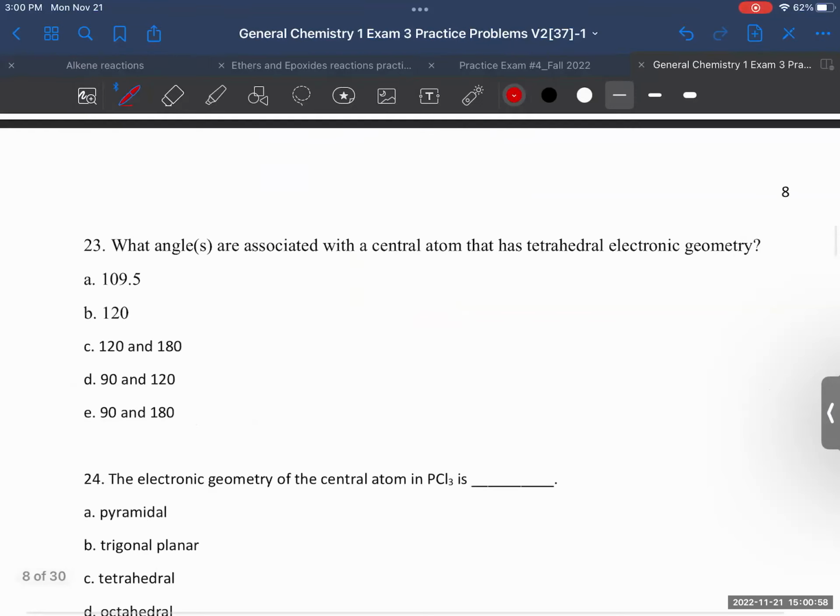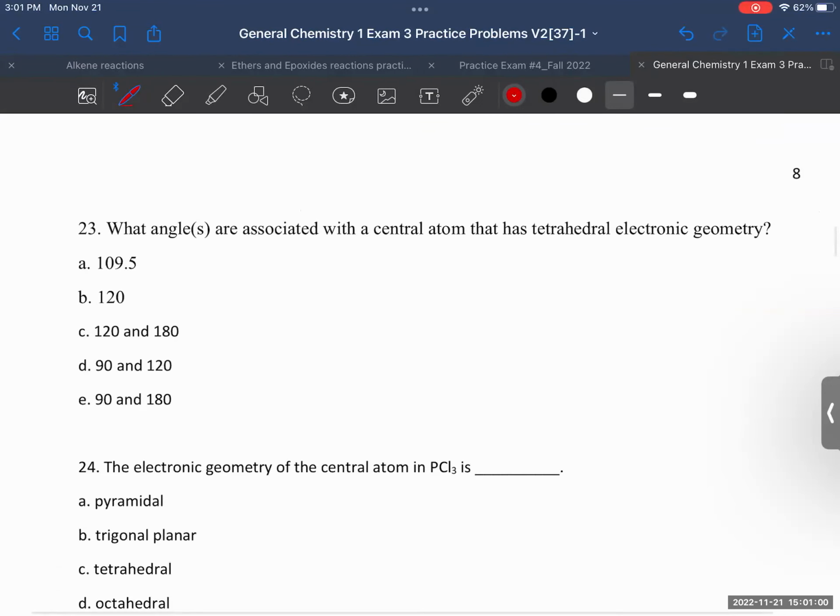Right, on to 23. What angles are associated with the central atom that's tetrahedral electron geometry? Just a straight memorization. Yeah, I have it. Yeah, it is 109.5. It looks like a virus, right? It's got 1 coming up and then 3 on the bottom.